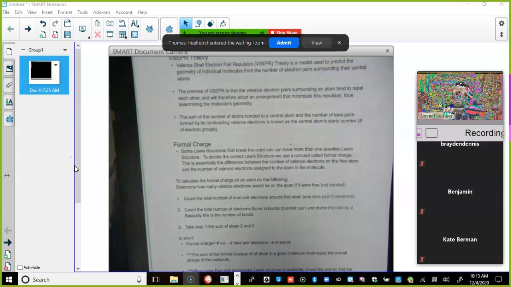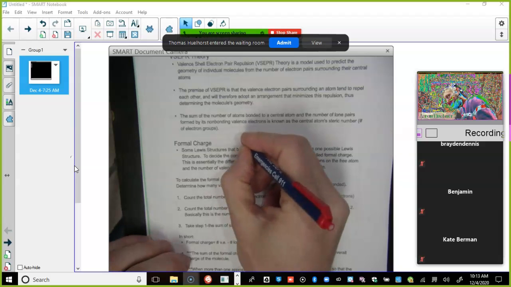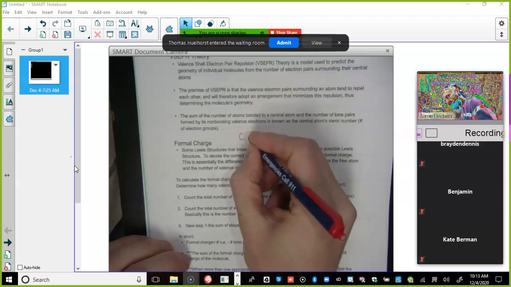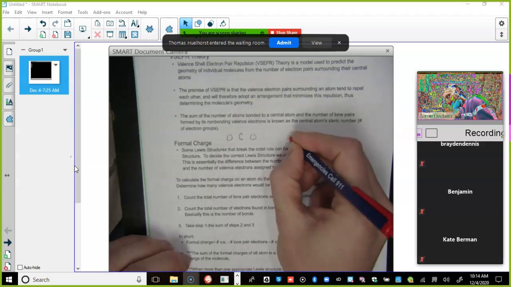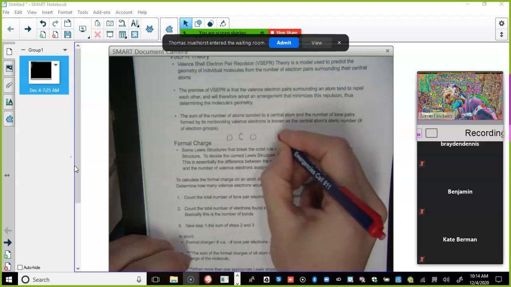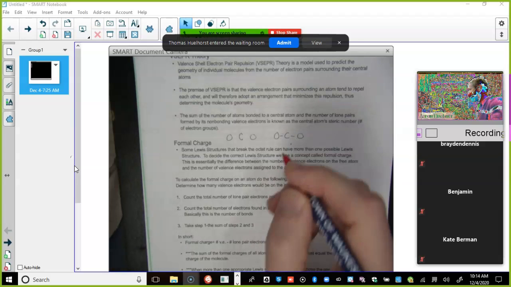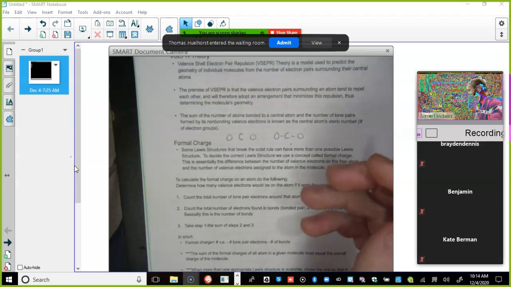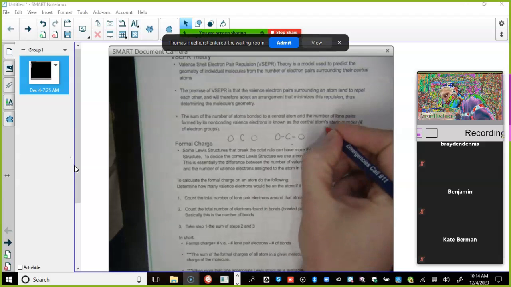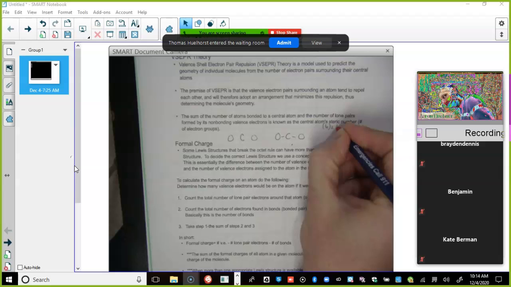So, for example, let's do CO2. Let's draw 2 possible Lewis dot structures. Oxygen is 6, plus 6, because the second oxygen is 12, plus 4 for carbon, so we got 6 plus 6 plus 4, that's 16.